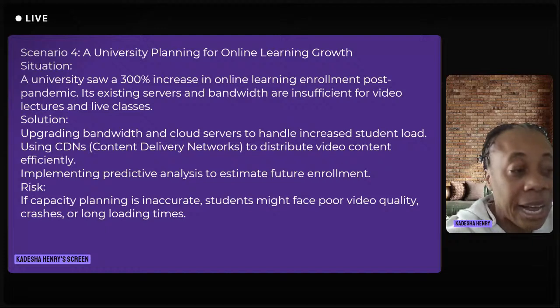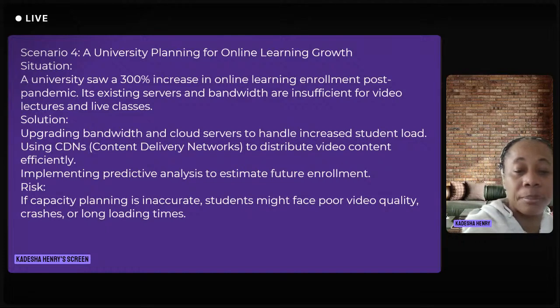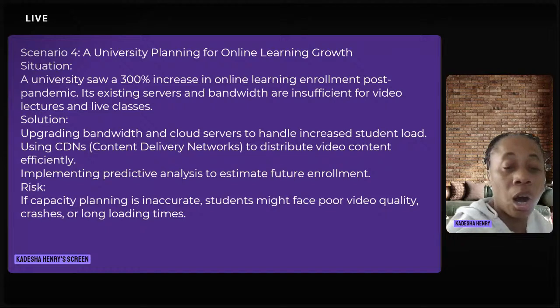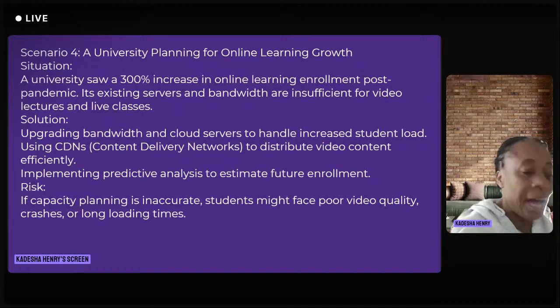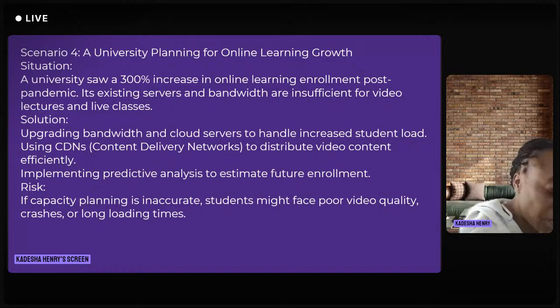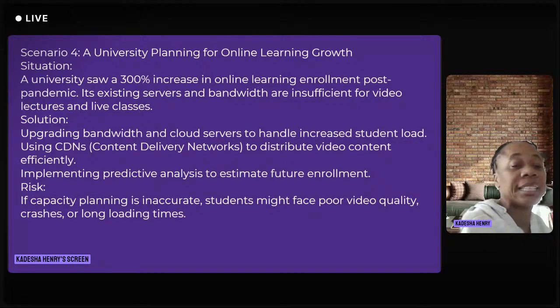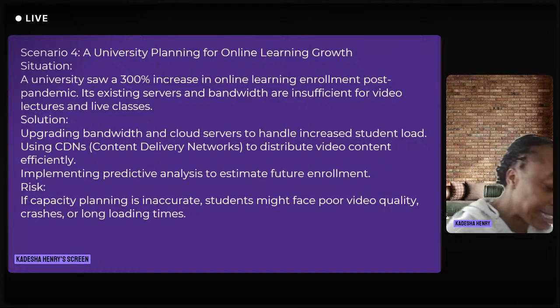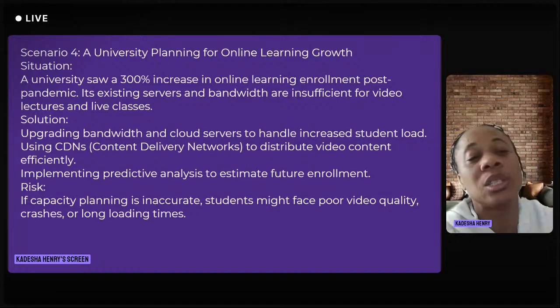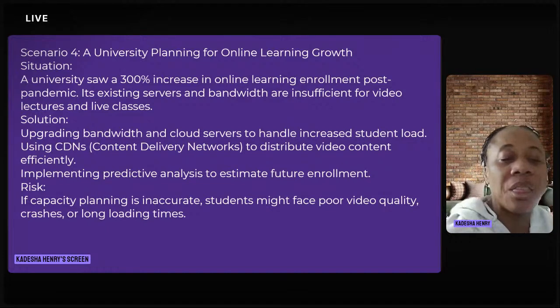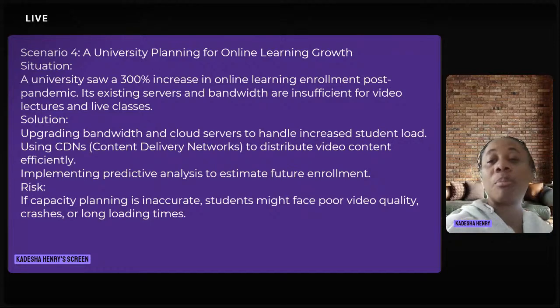Another risk that may come up if capacity planning is inaccurate is that students might face poor video quality, right? And crashes or long loading times. Have you ever gone on some network and it just has a long loading time? Like it takes a long time to load or the entire system crashes. So they have to make sure there are systems in place that will prevent all of this. The capacity planning.